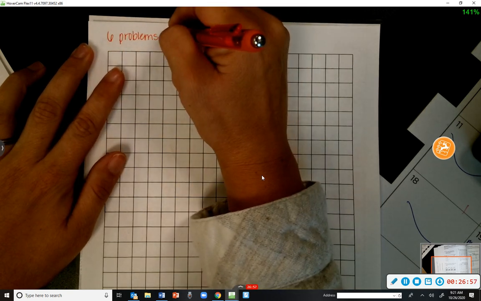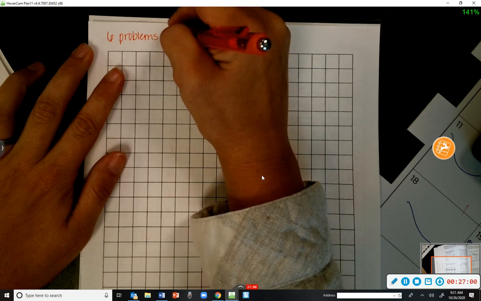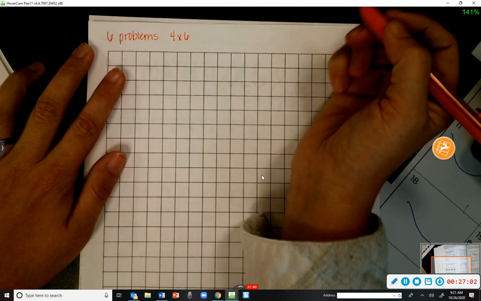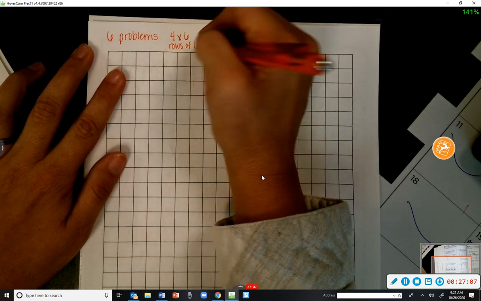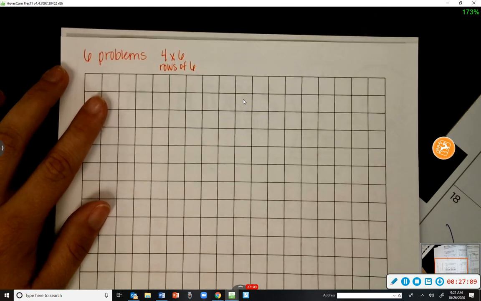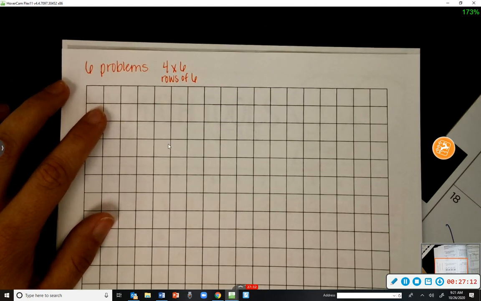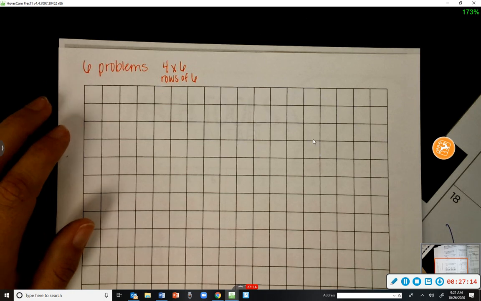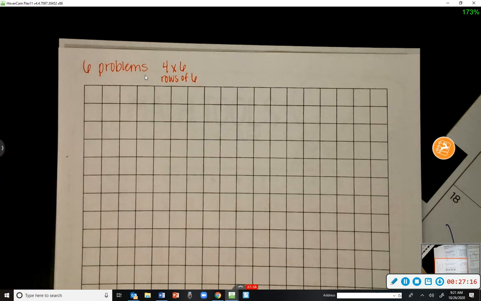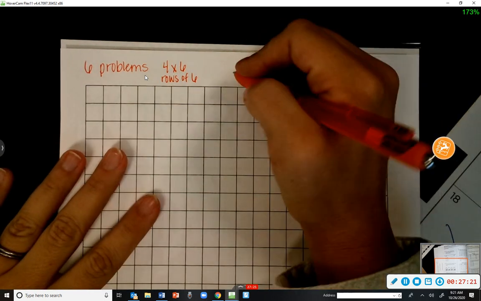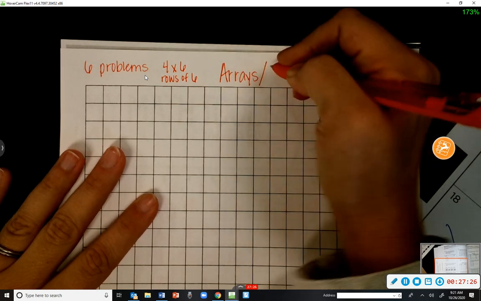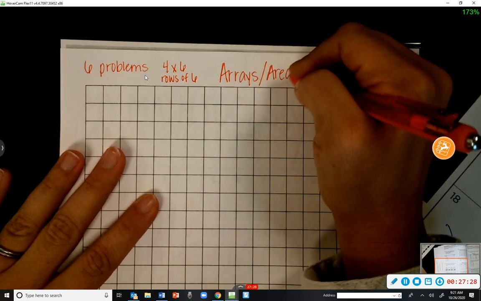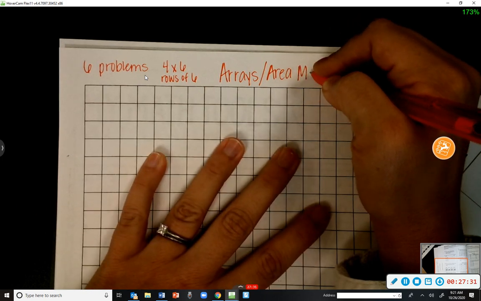So remember, if my problem is 4 times 6, I need to have 4 rows of 6. Okay? You could also think of this as an area model. So area, when we find area of shapes, it's the squares on the inside. Okay? So we can say we're practicing arrays. When all the squares are put together, we also call them area models.